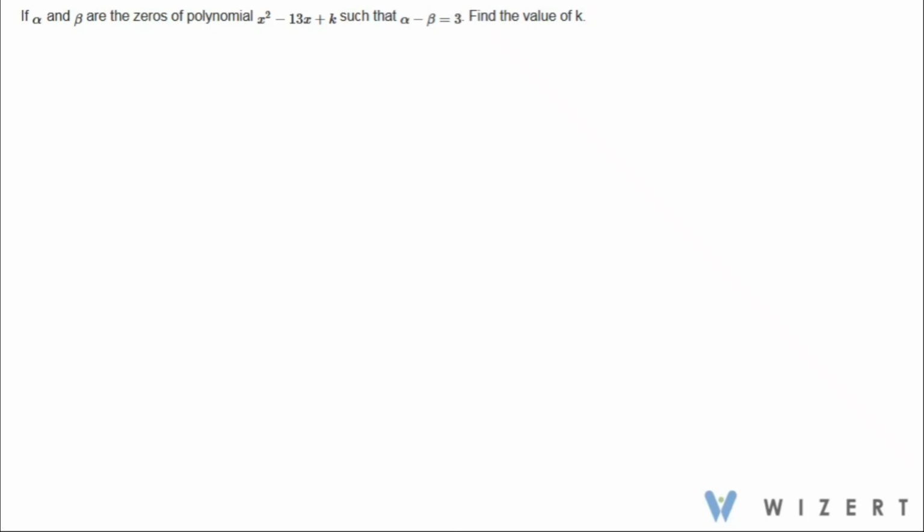We have this question here. If alpha and beta are the zeros of polynomial x square minus 13x plus k such that alpha minus beta is equal to 3, find the value of k.